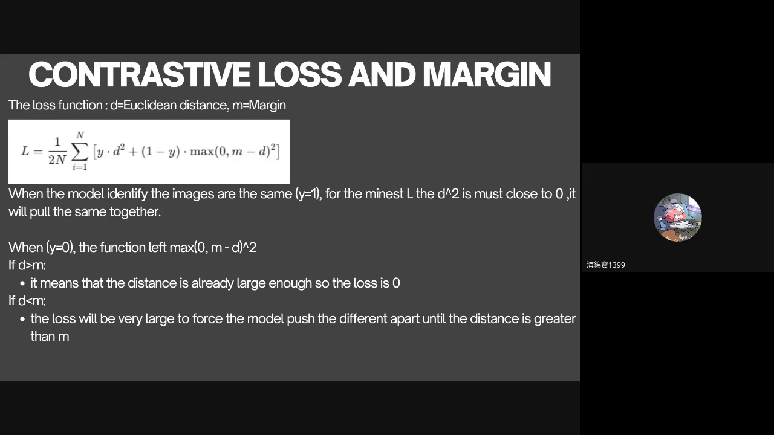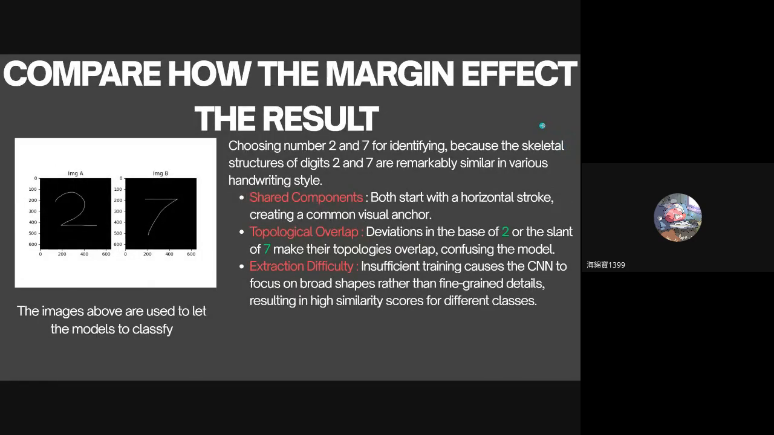Next page, please. And this page shows how the margins affect the result. The reason I chose 2 and 7 for identifying is that their skeletal structure is highly similar in handwriting. They both have the horizontal stroke, which creates a common visual anchor, and in topological ways they can easily confuse the model. So it makes the model focus on the detailed patch differences, not only on the bold shapes. And next.